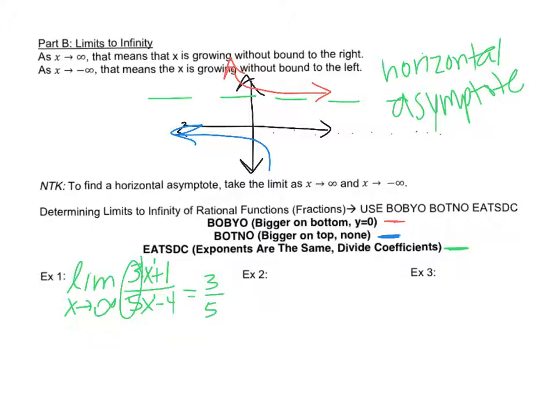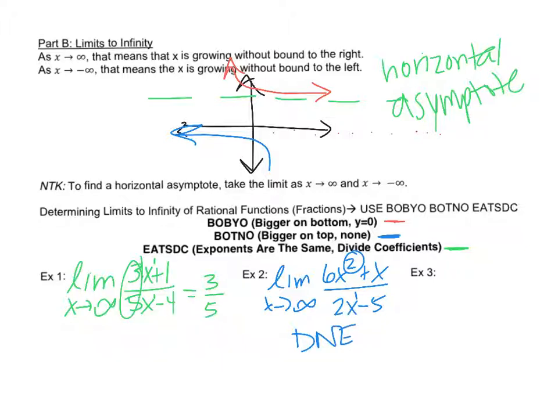Let's try another one. If I have the limit as x approaches infinity of 6x squared plus x over 2x minus 5, then okay, now I'm looking at these exponents. I have 2 on top, I have a 1 on the bottom, so it's bigger on top. If it's bigger on top, that means the limit does not exist, or there's no limit, or it's infinity. We're not going to worry about it. It does not exist.